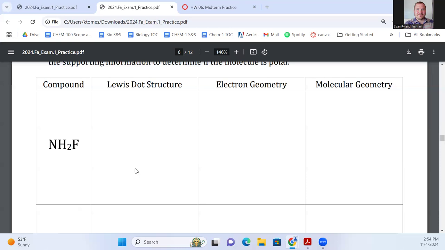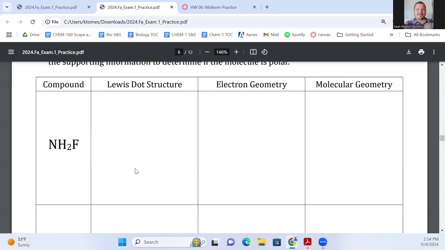Distribute. Do the bonds first, right? That's going to use up 6 of them. So we're down to 8 electrons left. Where do we start with those 8 electrons now?